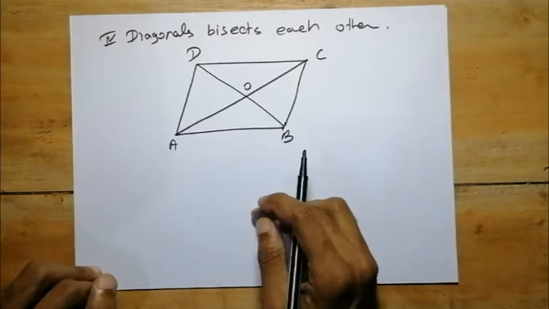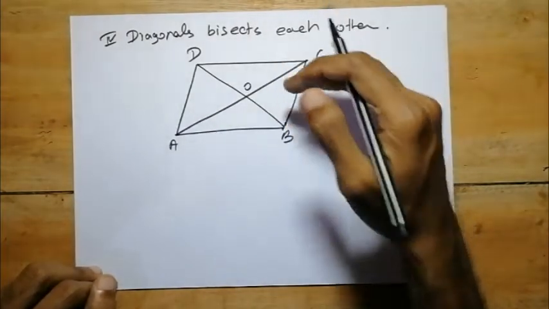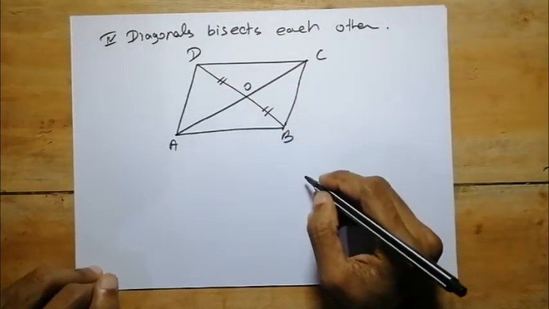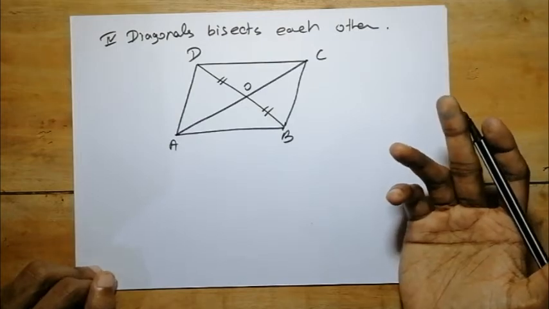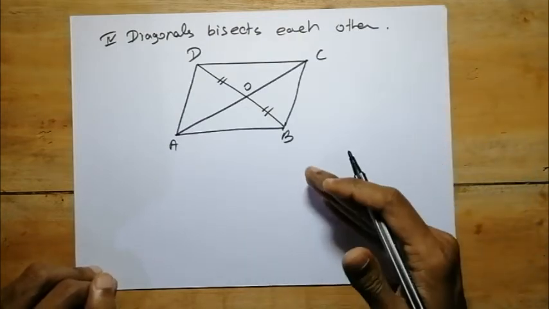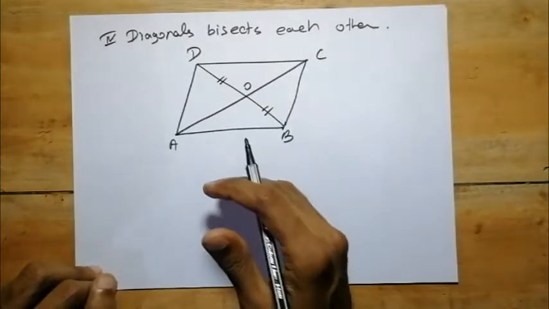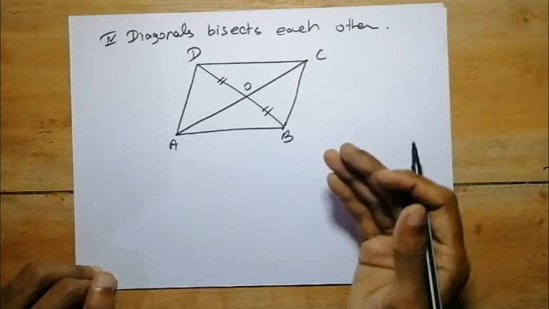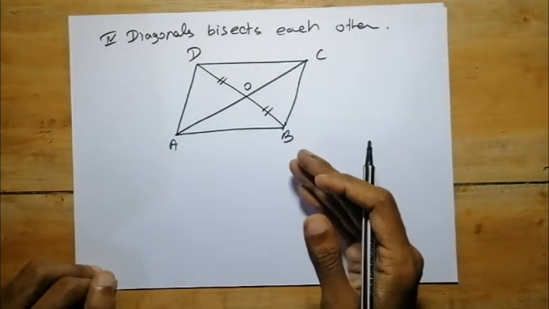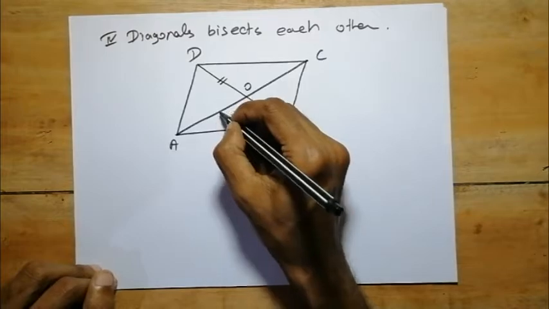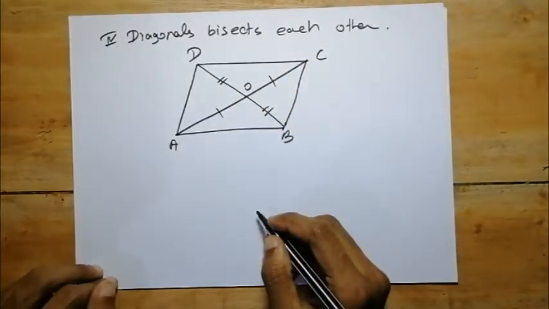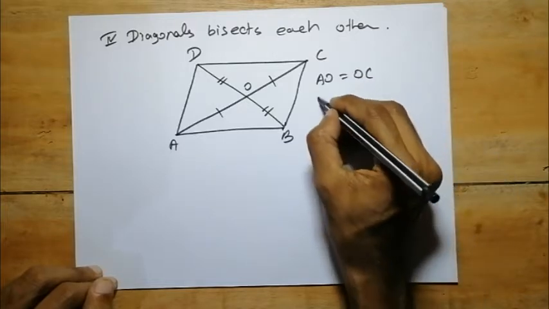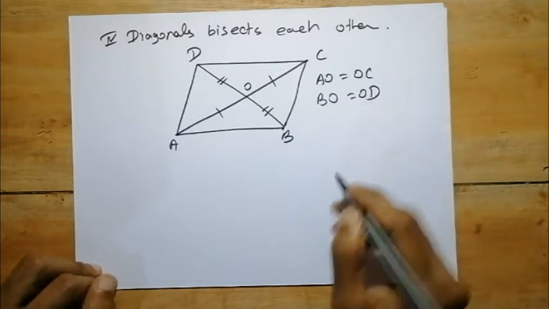Not only do they intersect, AC bisects BD, which means BD is equally divided into two portions. Bisect means equally divided into two portions, you all know. So when you connect BD and AC, AC bisects BD, and similarly BD bisects AC. Which means AO equals OC and BO equals OD.